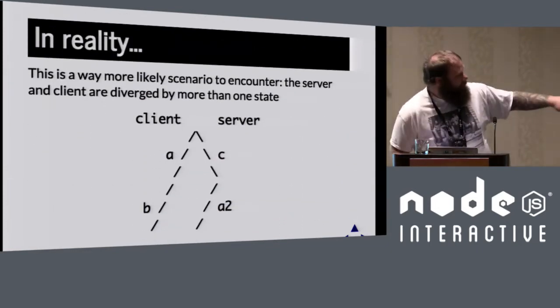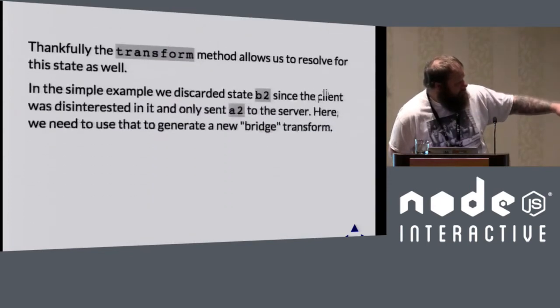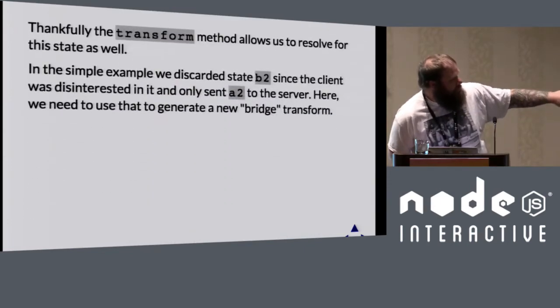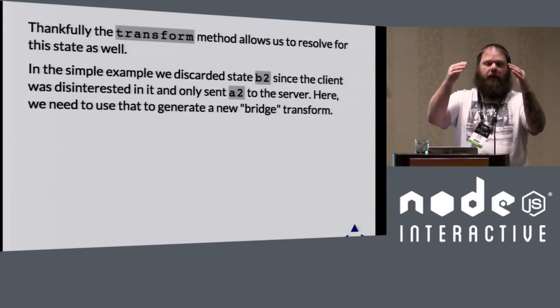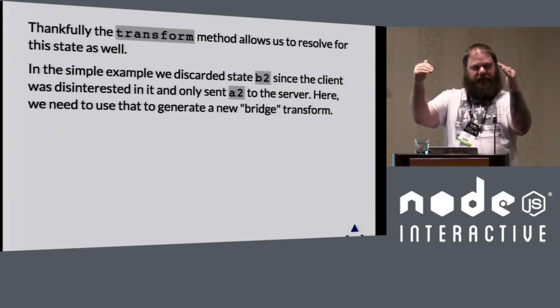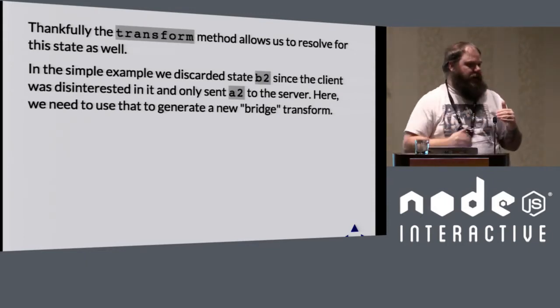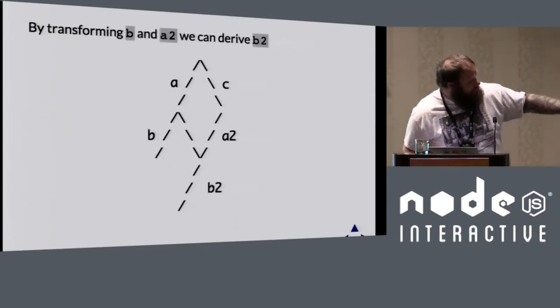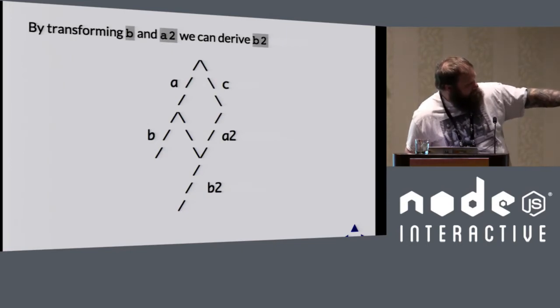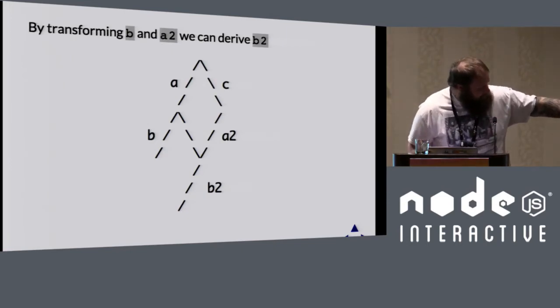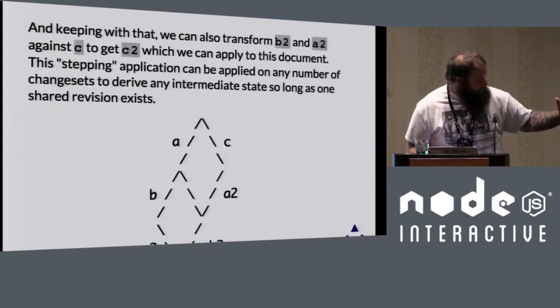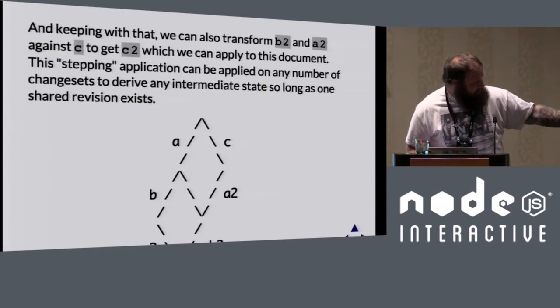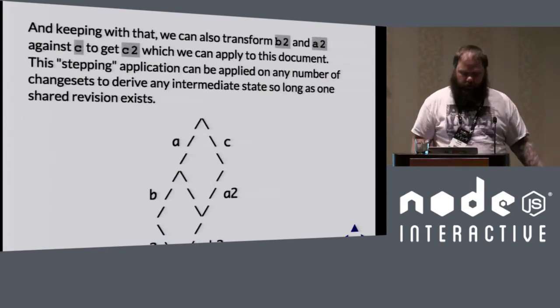In reality, you're going to get way more diverged states here. So the transform allows us to do this. We can keep transforming these intermediate steps together to come up with a composite change set that allows us to bridge between multiple document states. So when we got that other transform out, we can apply that to our B copy and get B2, which builds another leg. And then we can apply that and get C2, which allows us to reconverge our document.